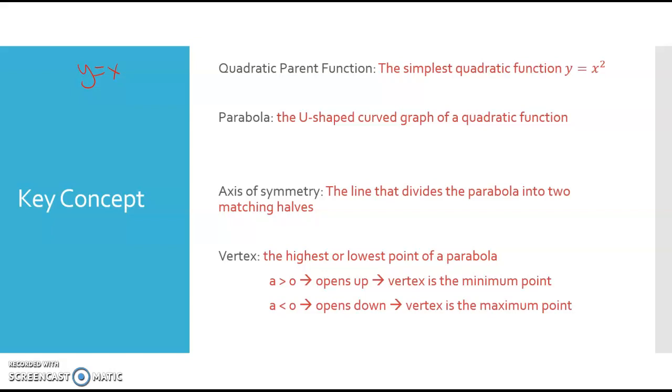And then what we have is the vertex. This is going to be our highest or our lowest point on the parabola. And just to make things easier for you, if a is greater than 0, so positive values, it's going to open up. This type of vertex has a minimum point. And if a is less than 0, so negative a values, it's going to open down, and the vertex is a maximum point.